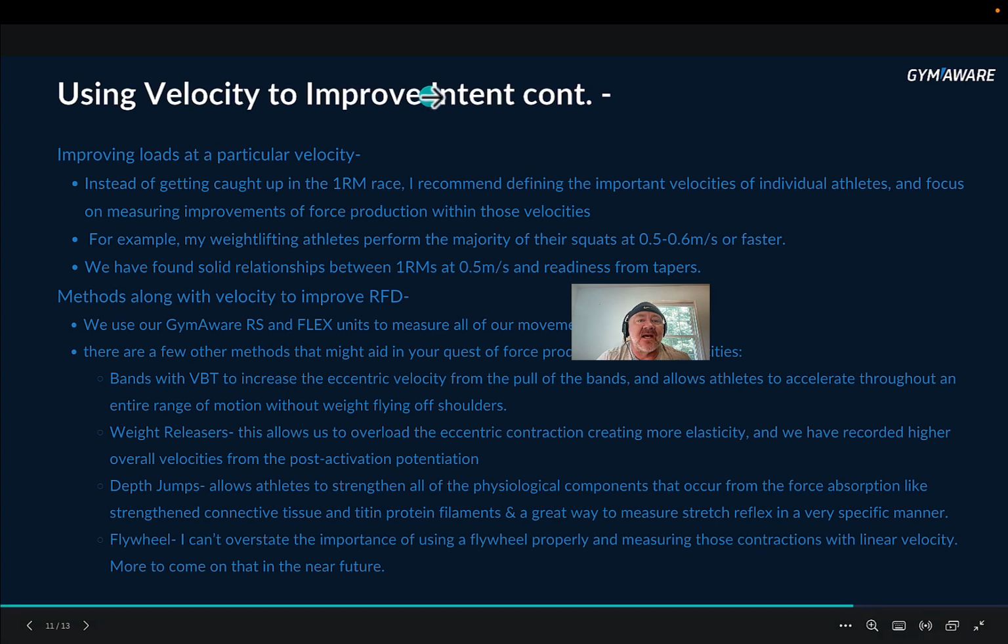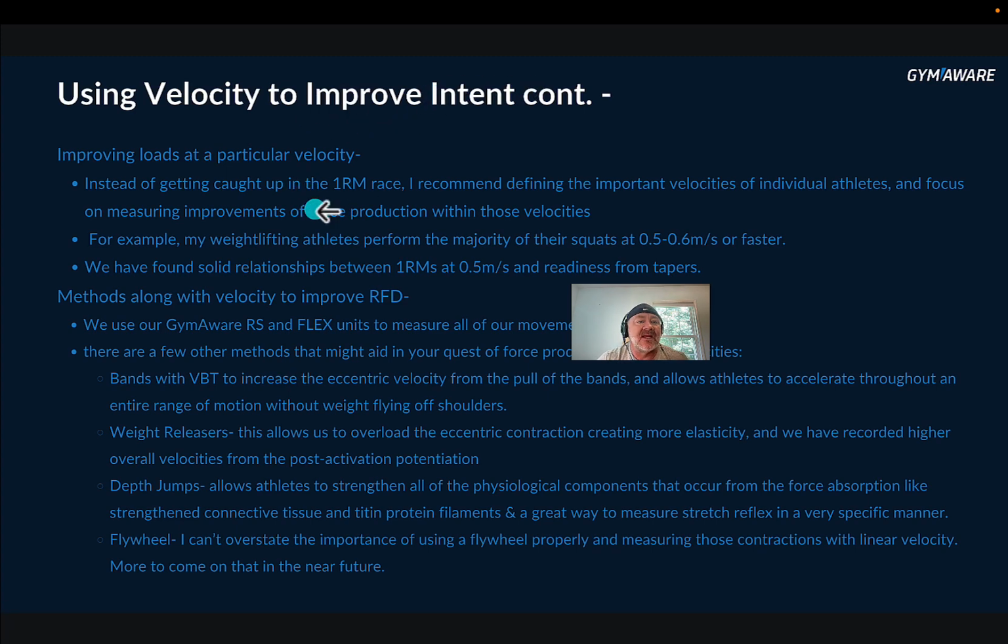So now, use velocity to continue improving loads at particular velocities. Instead of getting caught up in the one-rep max race, I recommend defining the important velocities of an individual athlete and focus on measuring improvements of force at those velocities.